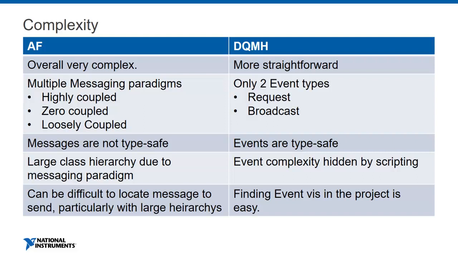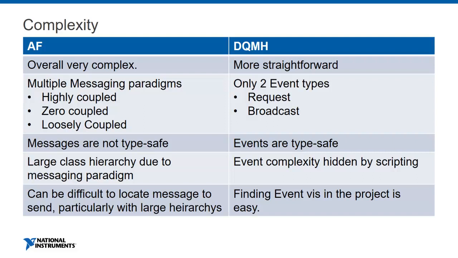In the actor framework, messages are not type safe. You send a message, you need an enqueuer, but it doesn't care where that enqueuer came from. An enqueuer is a mailbox, so you can easily send your paycheck to the wrong mailbox, right? And somebody else will go cash it or whatever, right? So you've got to be very careful about where you're sending messages. In DQMH, the events, because of the way they're scripted and the way they're handled by LabVIEW, are type safe. Everything's type def'd. So it's really easy to add stuff to it too.